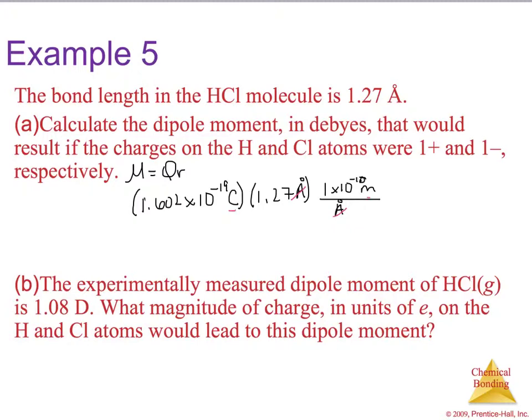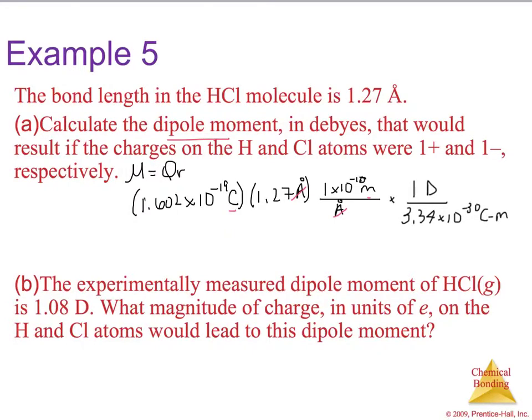Because we're looking for a dipole moment, we need to get our answer in units of Debye. To convert to that, we need to use the conversion factor that was given to you a couple slides ago, that 1 Debye is equal to 3.34 times 10 to the negative 30th coulomb meters.